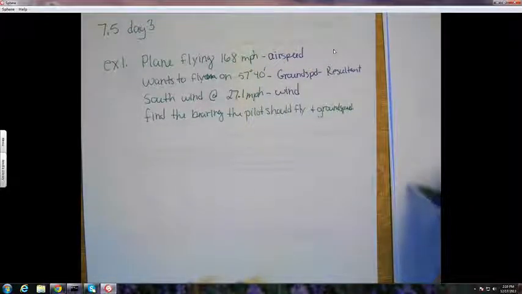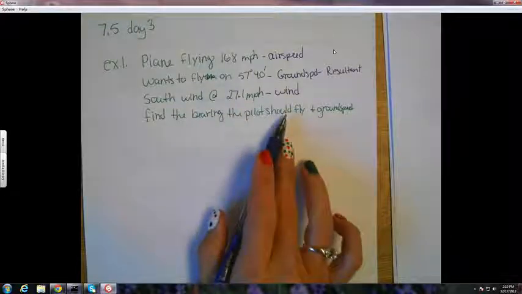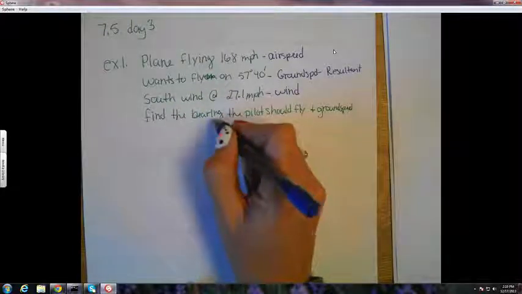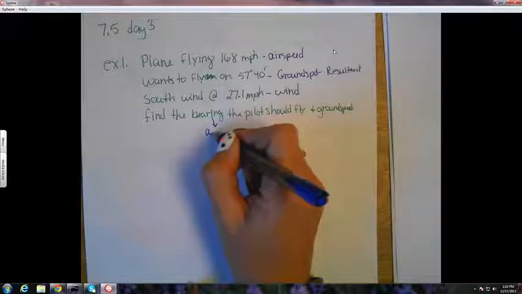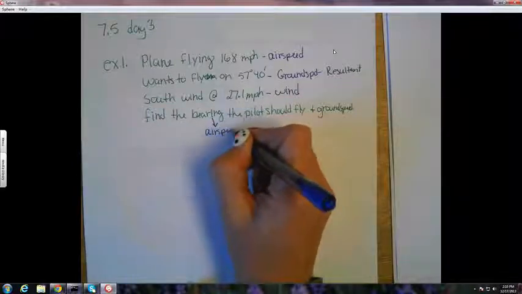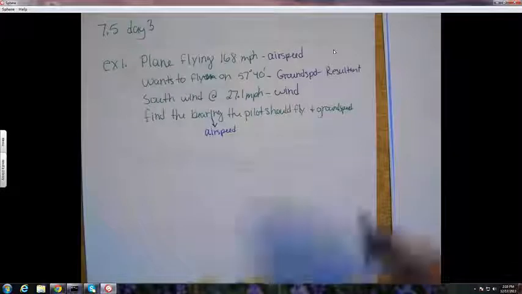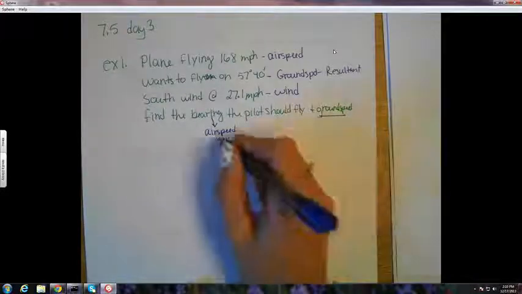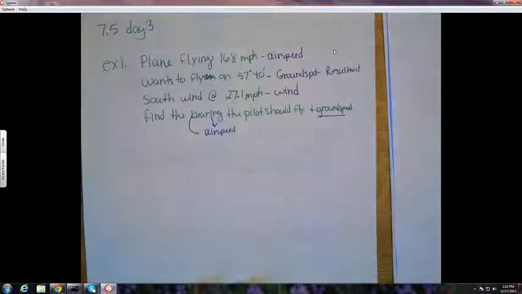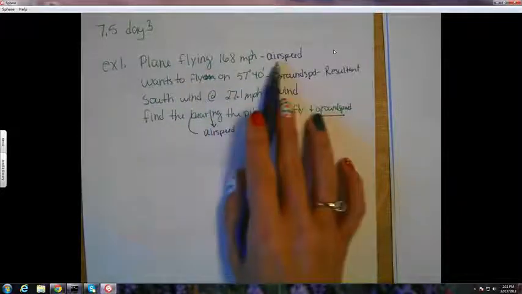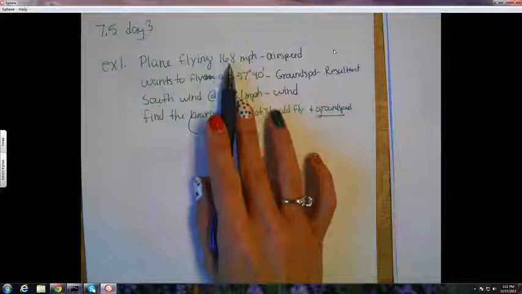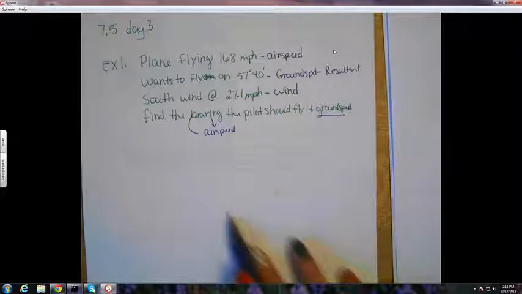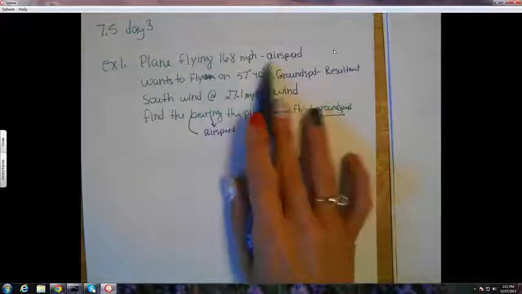Okay. It says find the bearing the pilot should fly. So this bearing is on the airspeed vector. And then obviously ground speed. So we're looking for 2 things: the bearing of the airspeed vector, and we want to know how fast the plane is going. Normally, I always write the airspeed vector first. But the only thing they told me about the airspeed vector was the speed. I have no idea what direction to draw it in, so I can't possibly start with that one.